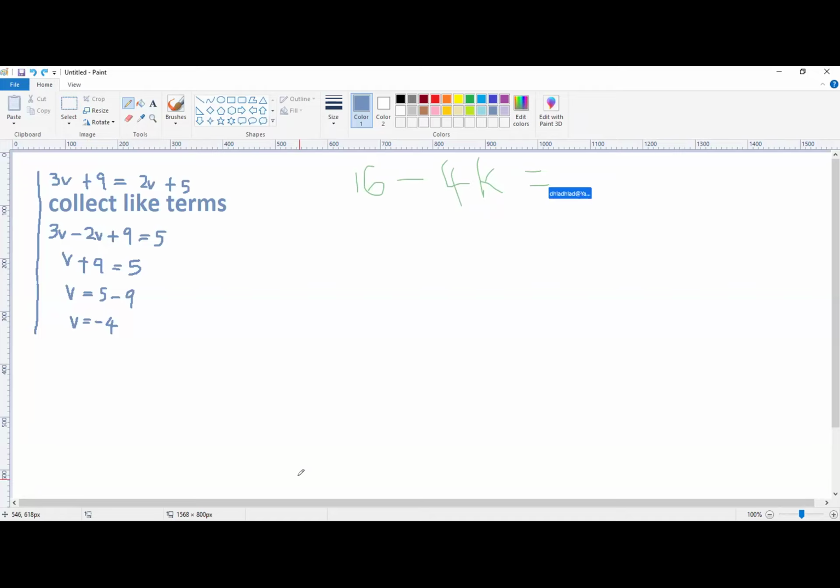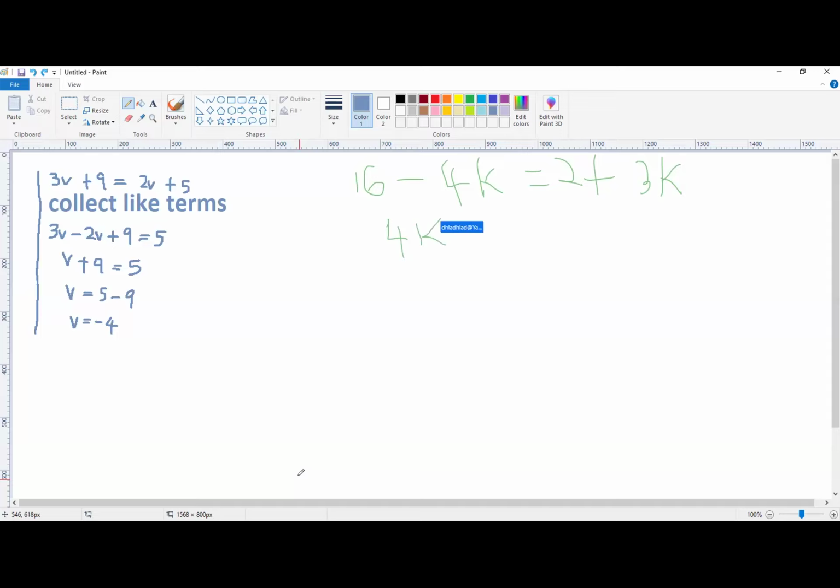equals 2 plus 3k. Okay, so first I would collect the like terms. So 4k.